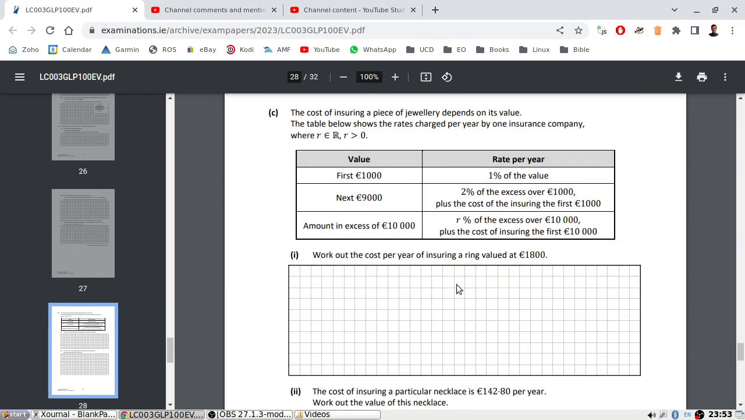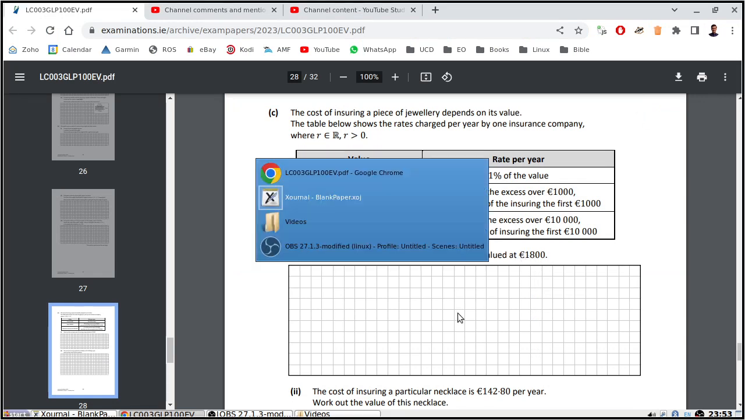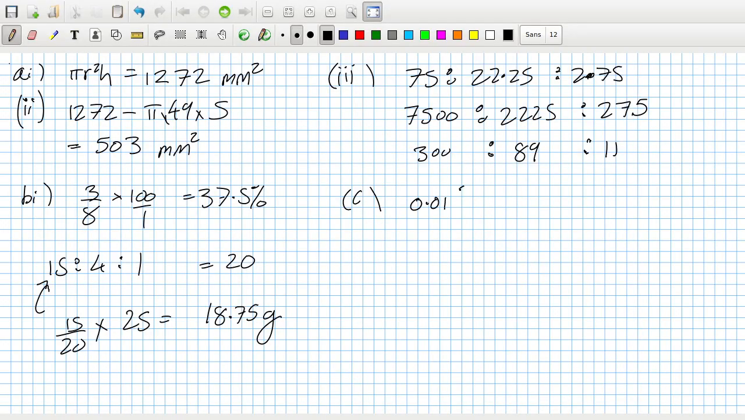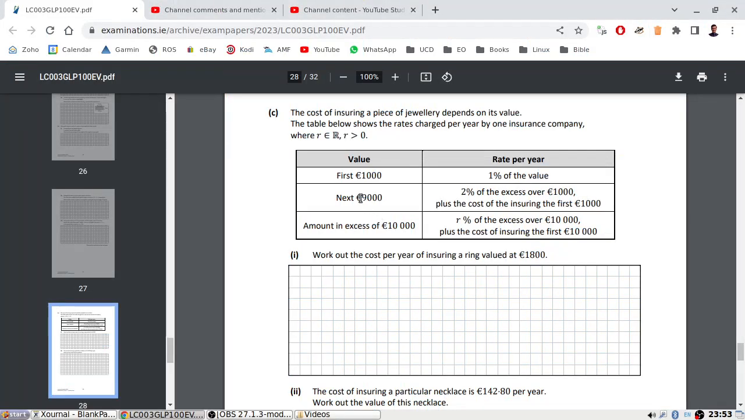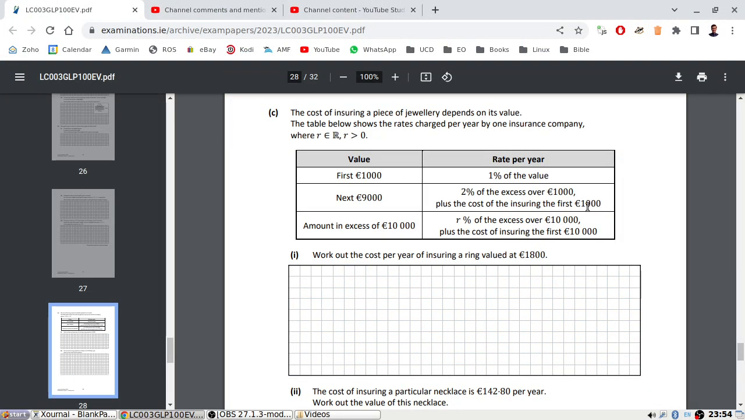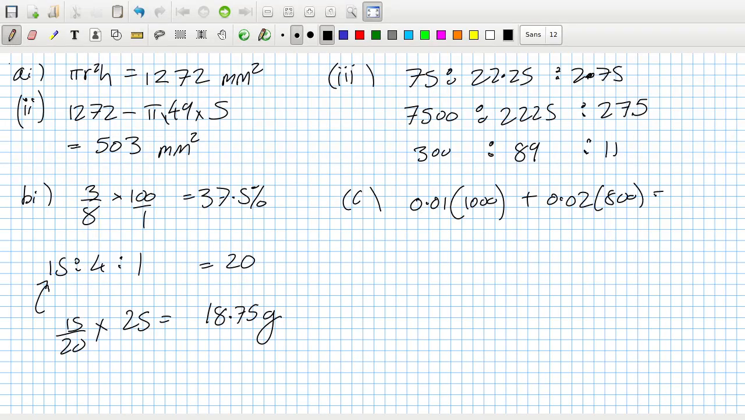The cost of insuring a piece of jewelry depends on its value. Work out the cost per year of insuring a ring at 1800. So the first 1000 is 1%. So it's 1% of 1000. And then for the next 9000, it's 2% of the excess plus the cost of the original 1000. So it's just 2% of the extra over 1000. So that's of 800. So that's 26.